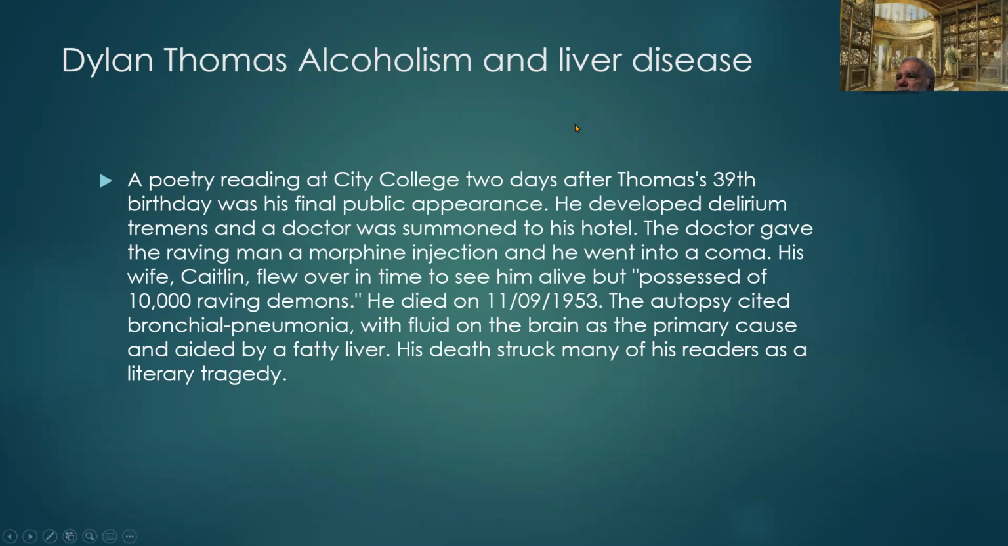So that has to be people withdrawing from serious alcoholism or even from a long binge. It has to be done under medical supervision. So, a doctor was summoned to his hotel. He gave the raving man a morphine injection, which may have killed him, put him into a coma. His wife, Caitlin, flew over, presumably from Ireland, in time to see him alive, but she said he was possessed of 10,000 raving demons. Part of delirium tremens is the person hallucinates all kinds of things.